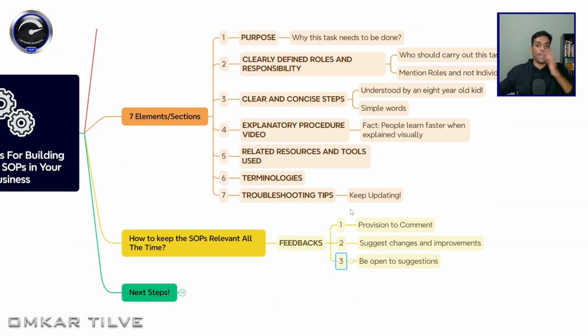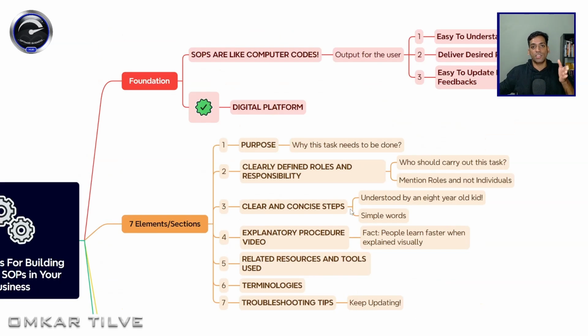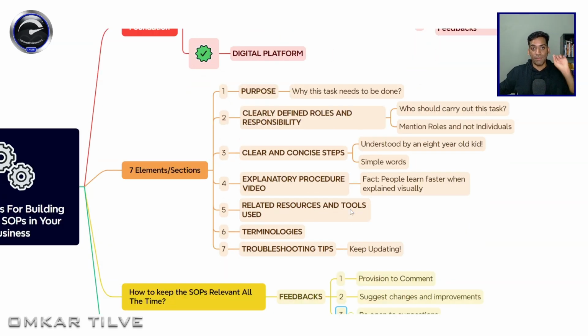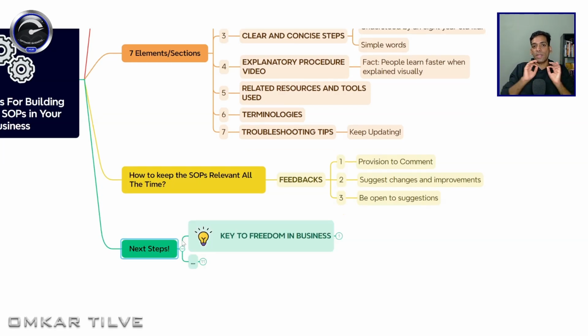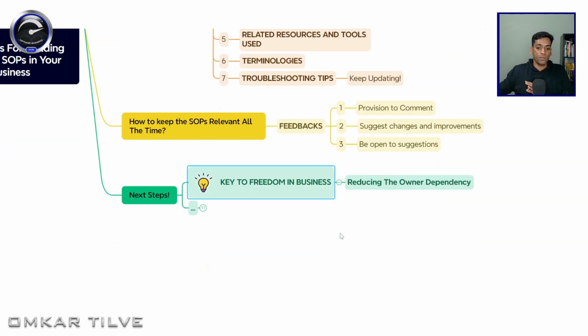So we have come to the end of the video, and here we have discussed the foundation of creating effective SOPs, the seven elements of creating effective SOPs, and also how to keep these SOPs relevant all the time. Now, for the next steps, I want to tell you the key to freedom in business is to reduce the owner dependency in your business. And this is where digital SOPs come in handy.